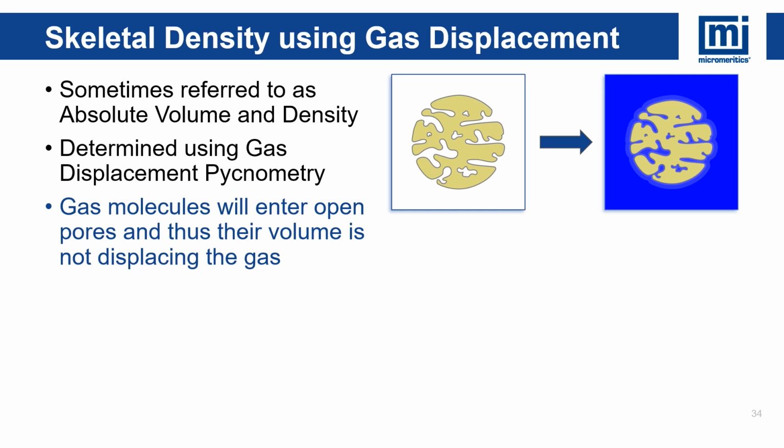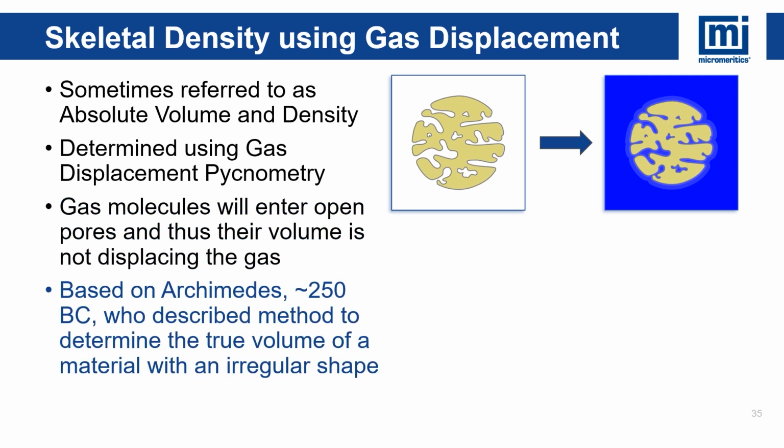Now, the gas displacement technique is based on a description provided by Archimedes back around 250 BC, where he described a technique for determining the true volume of a material with an irregular shape by measuring the volume of a fluid that it displaces. Now, oftentimes people think of the Archimedes technique where the fluid is a liquid. However, the fluid can easily be a flowing gas, just as we see in the determination of skeletal density by gas displacement.